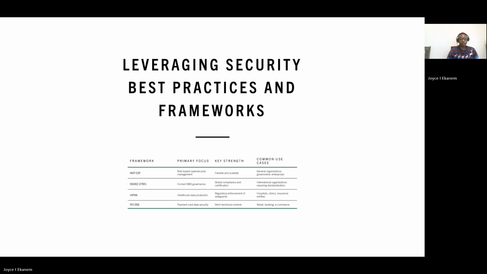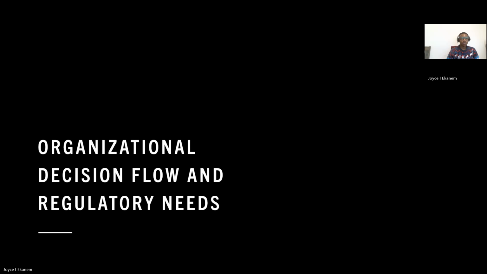Organization. Organizational decision flow and regulatory needs. Information flow and decision-making structure diagram, critical cybersecurity needs, and regulatory comparison.